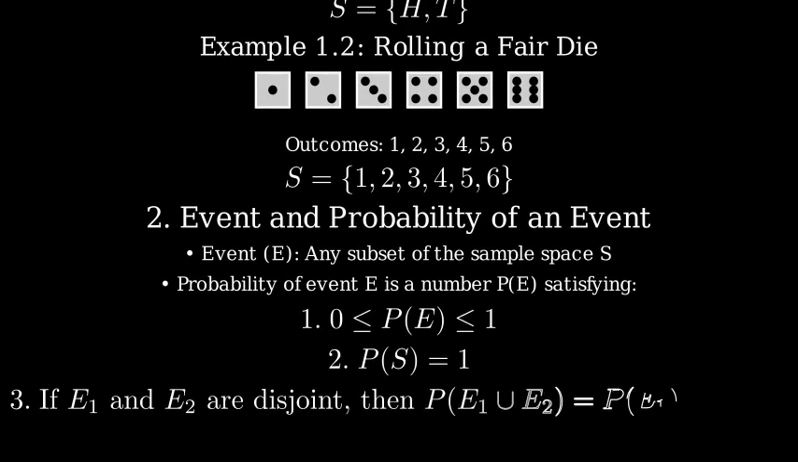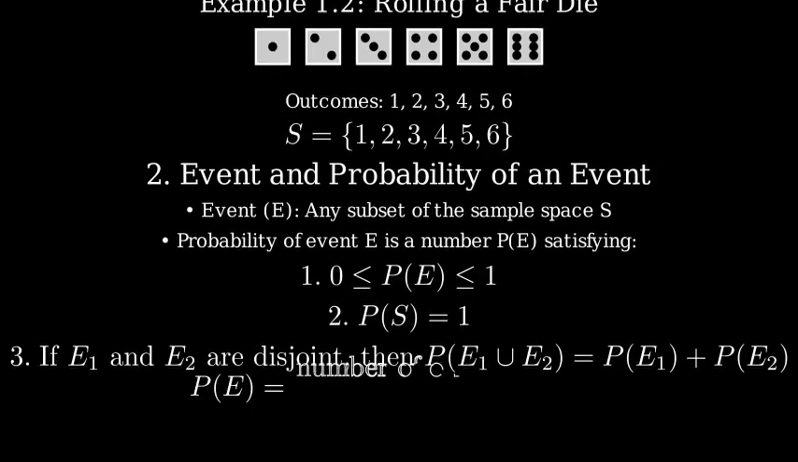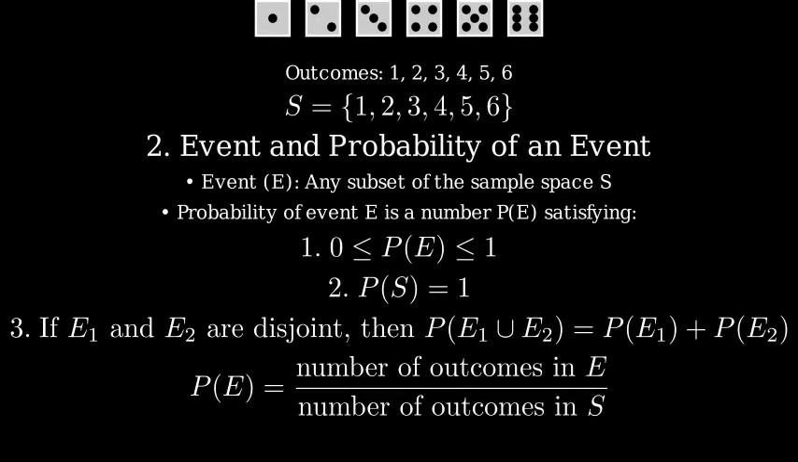Third, if events E1 and E2 are disjoint or mutually exclusive, then the probability of their union equals the sum of their individual probabilities. For equally likely outcomes, the probability of an event equals the number of outcomes in that event divided by the total number of outcomes in the sample space.